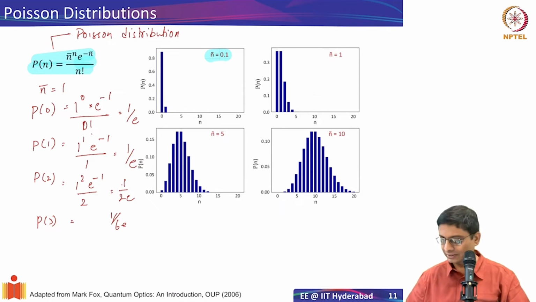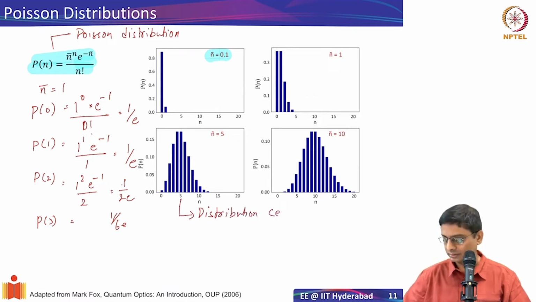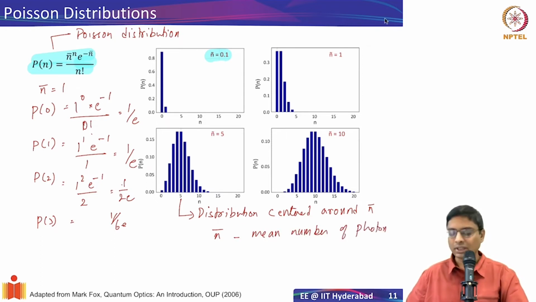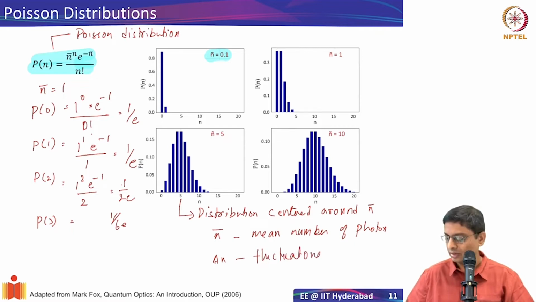So these are basically distributions centered around n bar. It has two important parameters. One is n bar, which is basically the mean number of photons, and delta n, which is basically the fluctuation in the number of photons.